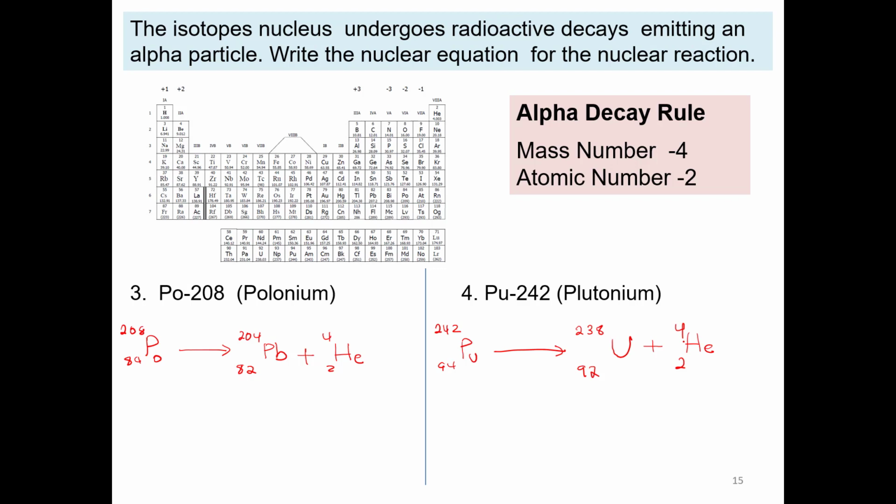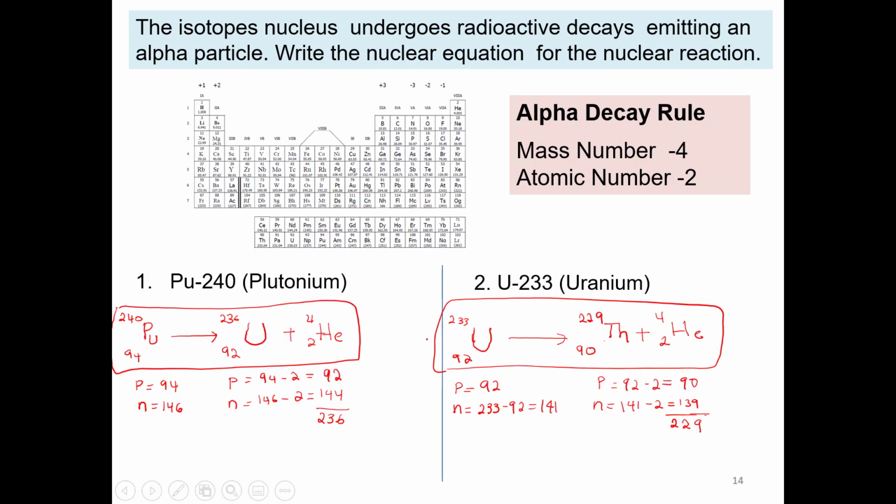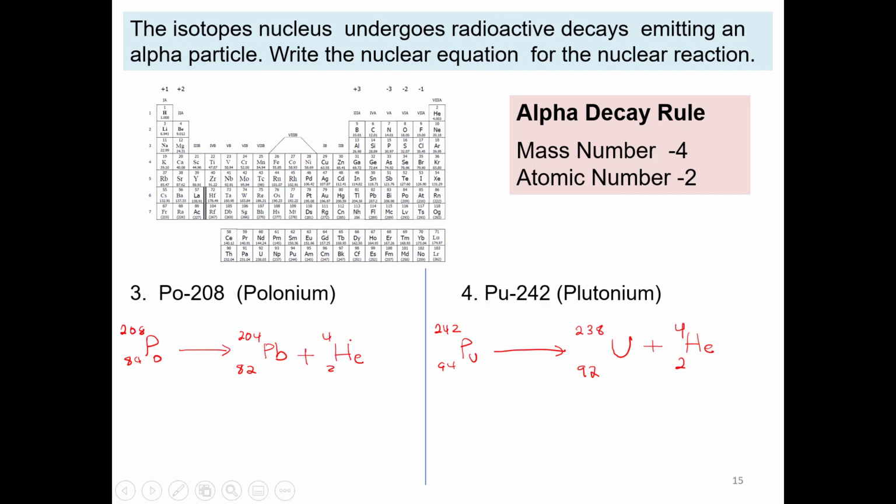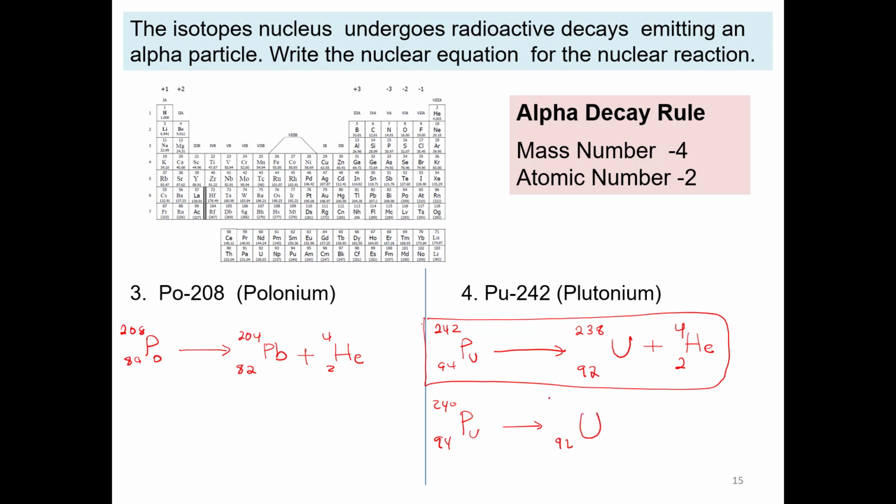I just want to write here this equation. Then I want to write here the equation we got. This is the solution for this problem. But I want to discuss something, so I want to write here uranium 92 236.